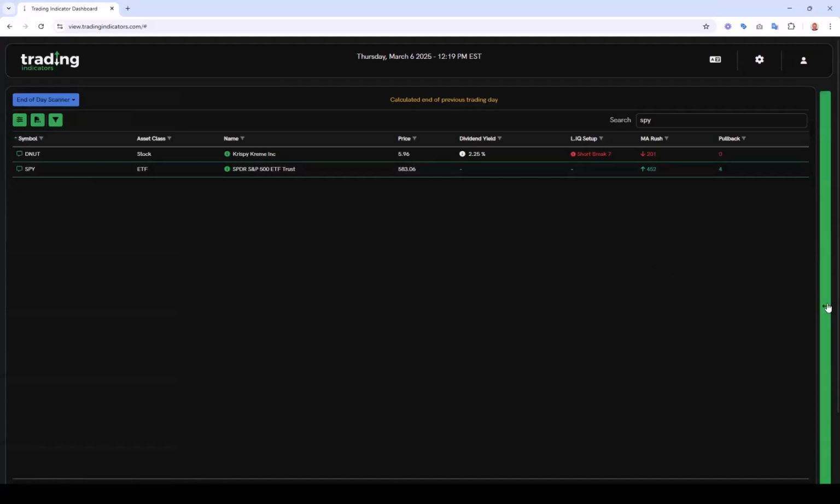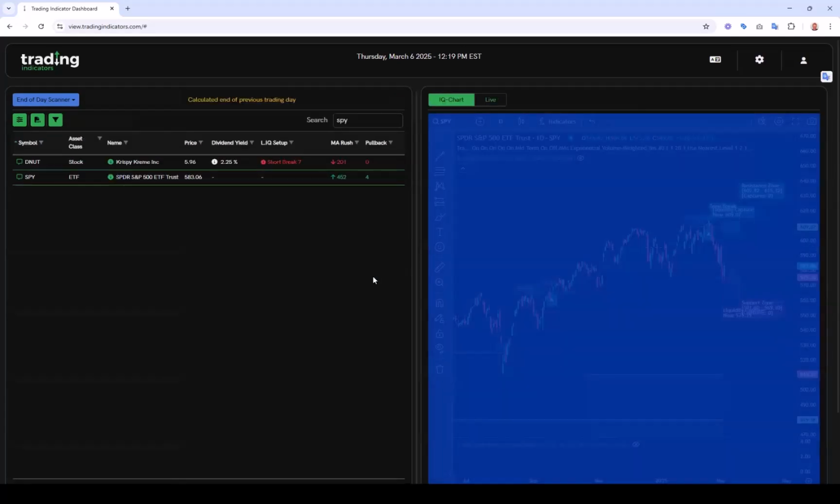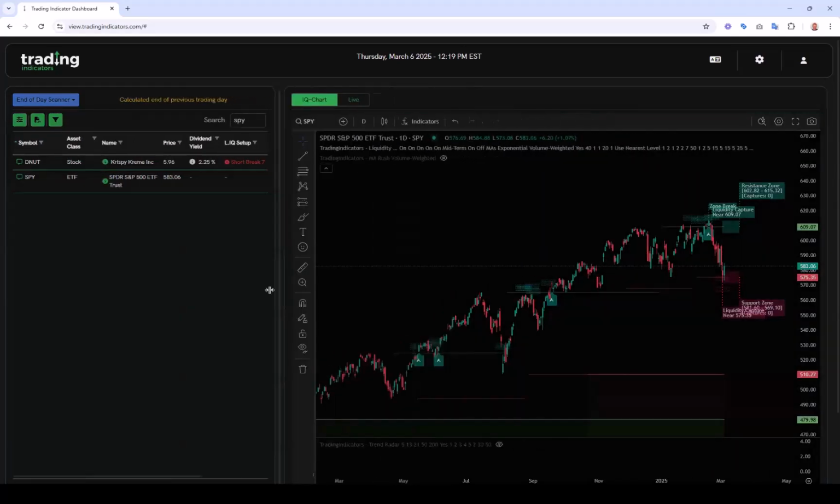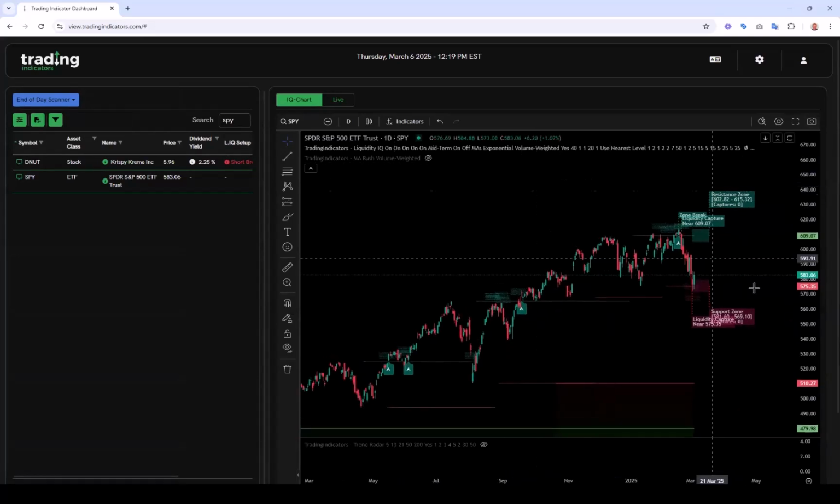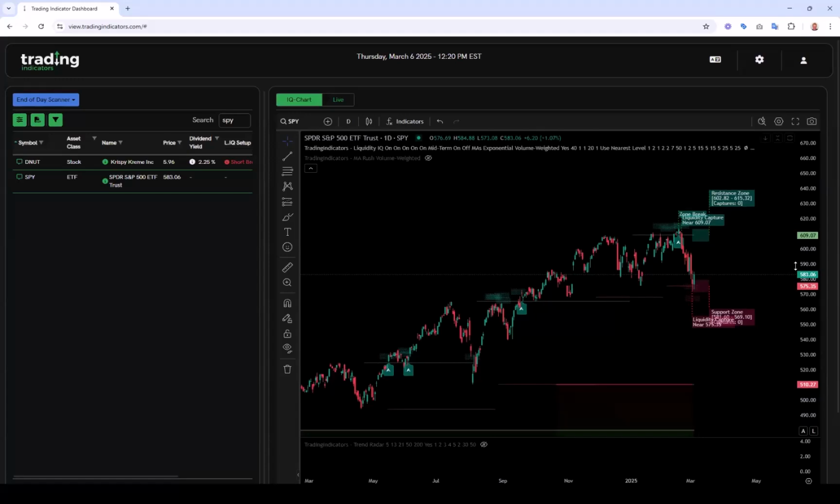And if you want to go back to the original settings, simply click on this little expansion box here on the right-hand side or the left-hand side. So I'm going to click on it, and let me make the chart just a little bit bigger. Okay, so what we see here is our Liquidity View indicator applied to the chart.